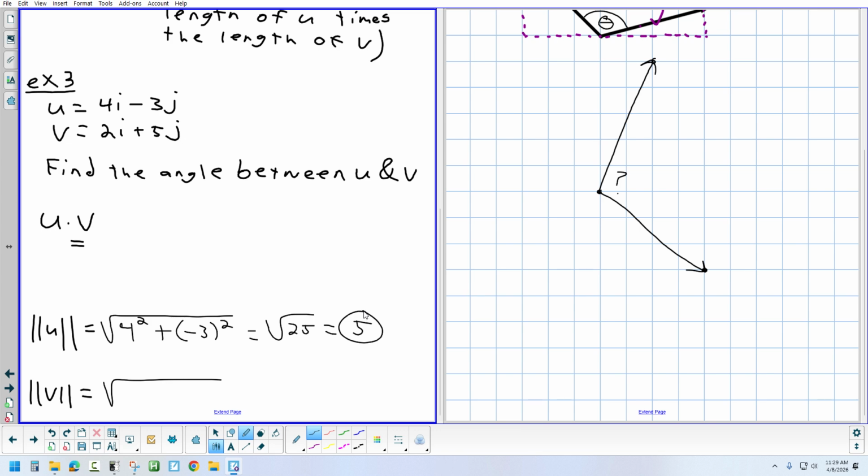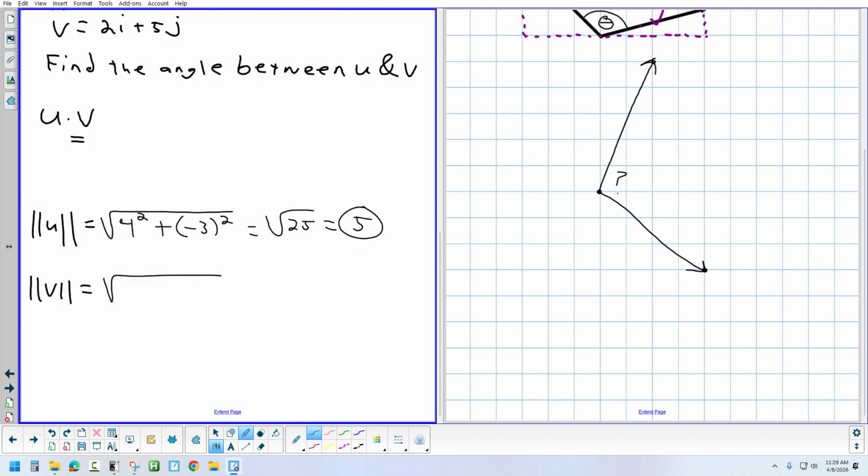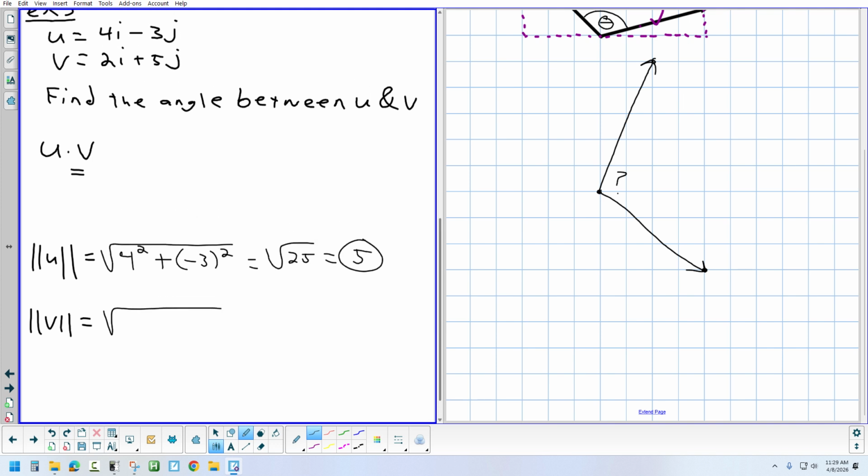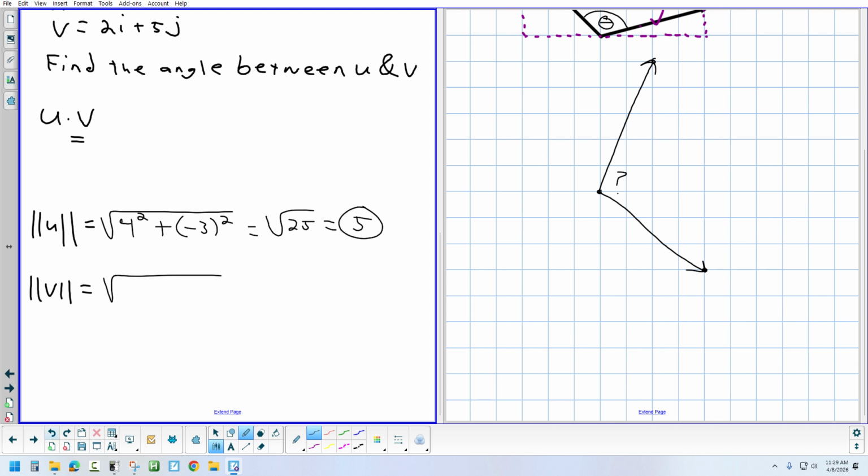Okay, what's the formula for the magnitude of v? 2 squared plus 5 squared. And that's going to be the square root of 29. We're just going to leave that one. Okay, don't round it off if you don't need to. And the other thing we need is the dot product.